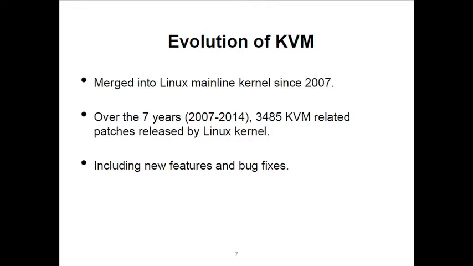At the beginning of our study, we studied the evolution of KVM, which, as I said, has been merged into Linux kernel version 2.6.20 since 2007. Over the 7 years of this study, from 2007 until 2014, about 3,400 KVM patches have been released by the Linux kernel. Most of these patches are either new features or bug fixes.